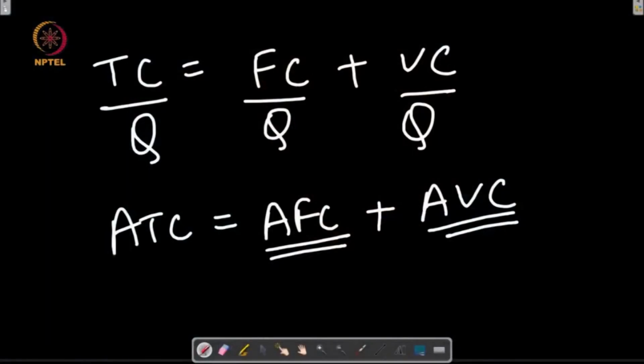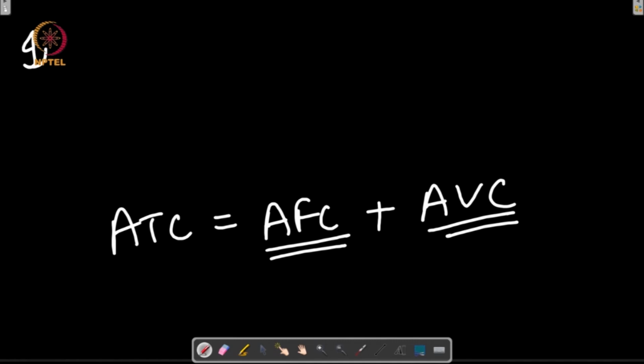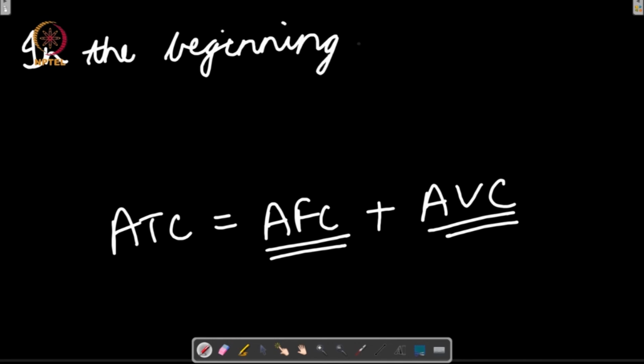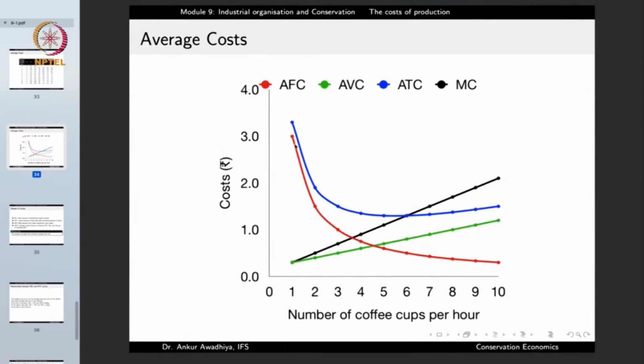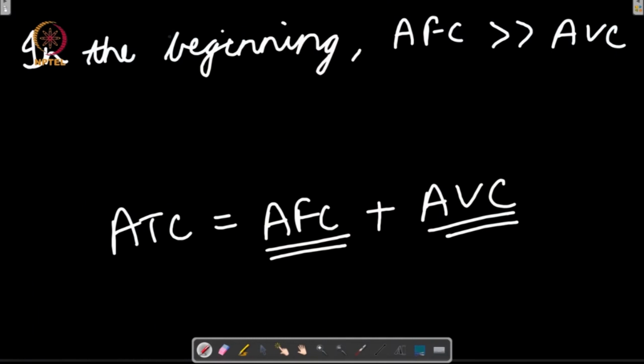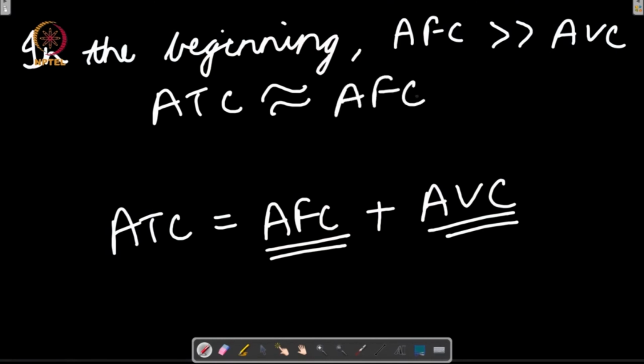So, in the beginning, the average fixed cost is very much greater than the average variable cost. The average fixed cost, shown in red, is very much greater than the average variable cost. And so the average total cost is roughly equal to the average fixed cost, because in this case, we can neglect the average variable cost.